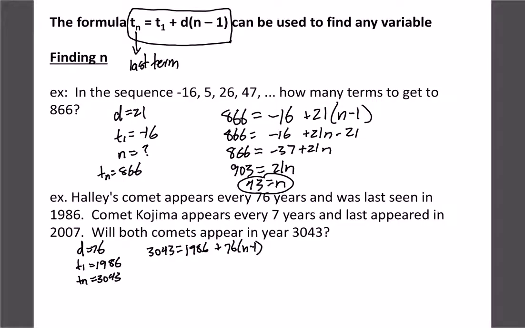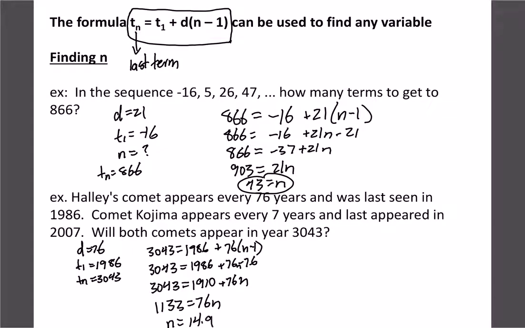So all we want to do now is simplify and solve for N. So we have 3043 is 1986 plus 76N minus 76. Let's put our like terms together. So 1986 minus 76 is 1910 plus 76N. So let's subtract the 1910. So 1133, and divide by 76 and we get 14.9.